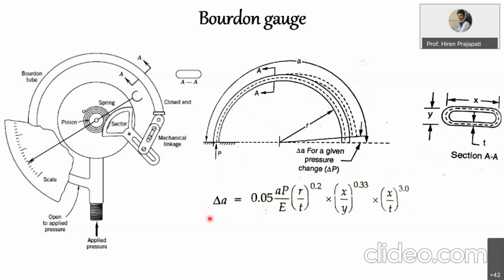So this is the equation which correlates delta A with the pressure difference P, right? This is derived based on the curved beam deflection theory. We are not going into much detail about the derivation of this equation. I am just giving you an idea that this is the relation, how this delta A is related to P for the calibration of this Bourdon tube pressure gauge, right? Where T is the thickness of the tube, and E is the Young modulus of the tube material, right?